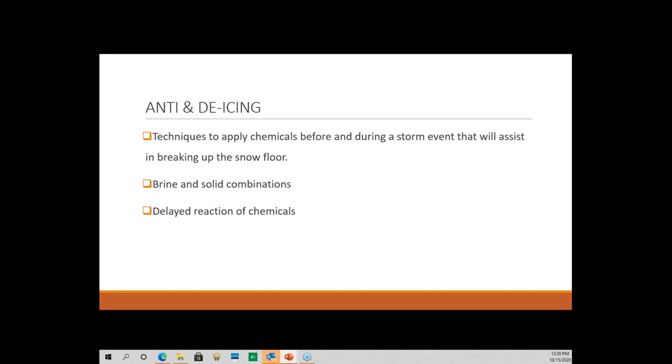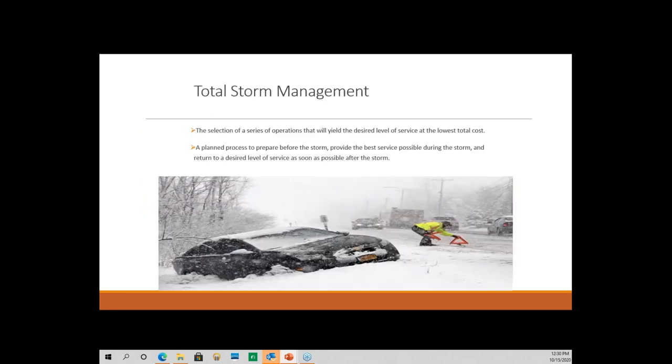So you've got to make a decision as an organization, which chemicals are you going to be using, how best to use those chemicals in an effective, efficient manner as you're applying those chemicals. So that would be total storm management, taking a look at what's your level of service, what type of chemicals are you going to use, do you have the equipment to apply the chemicals that you're deciding to use, do you have the sanders, do you have the brine tanks, do you have the distributors to be able to spread the brine before the storm.